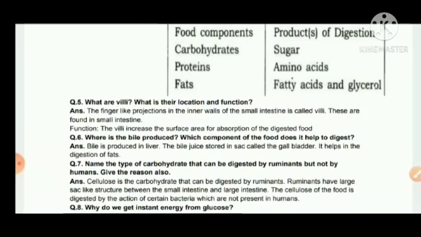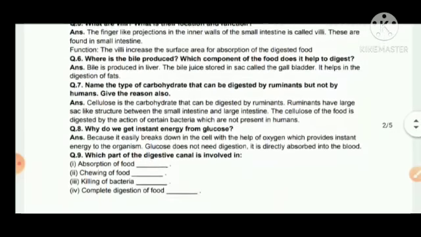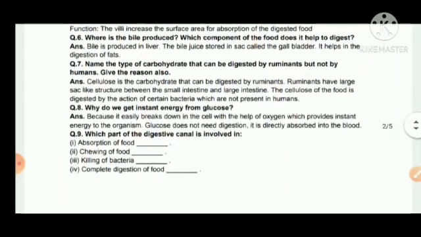Now the next we have question number 7. Name the type of carbohydrate that can be digested by ruminants but not by humans. Give the reasons also. Students, cellulose is the carbohydrate that can be digested by ruminants. Ruminants have a large sac-like structure between the small intestine and large intestine, which is called cecum, and the cellulose of the food is digested by the action of certain bacteria which are not present in humans.